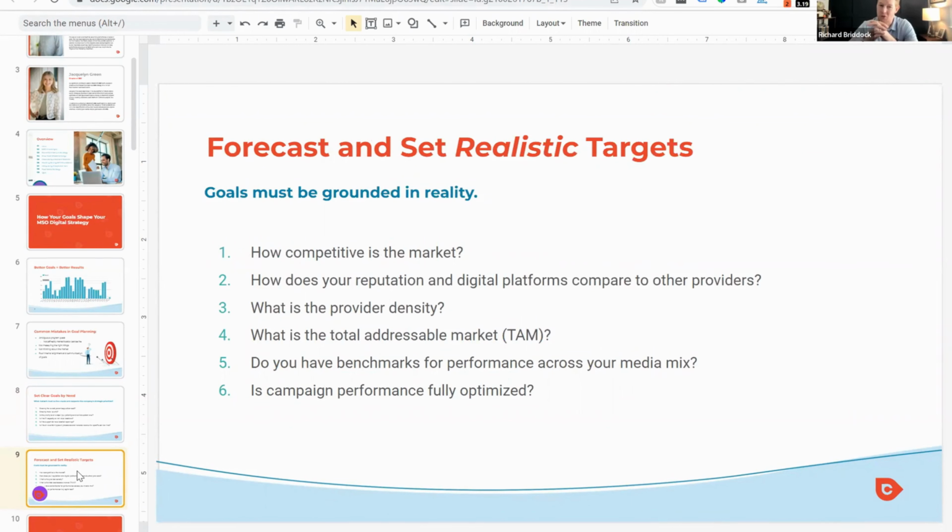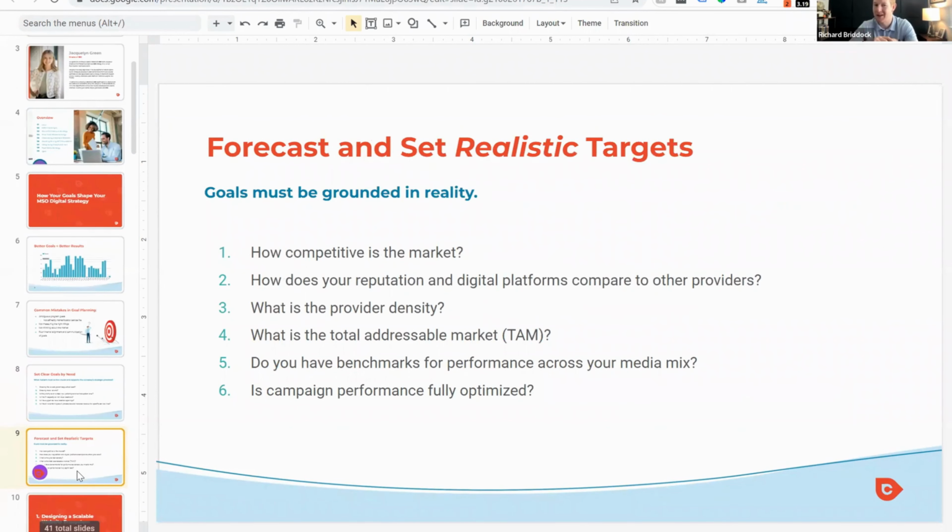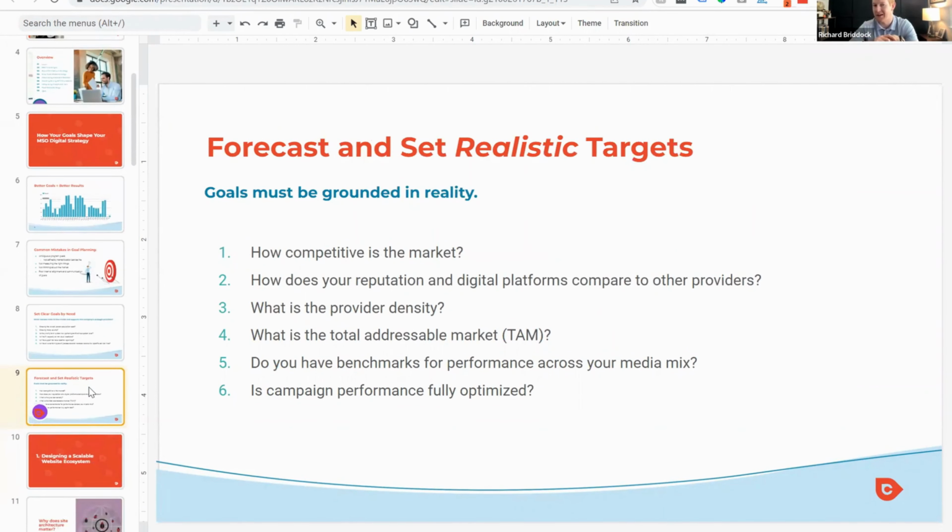Yeah, the next slide we kind of talked about already, right? Like, how do you determine when I go into a new market? How do I set forecasts and targets, etc.? So again, I think we kind of covered off.